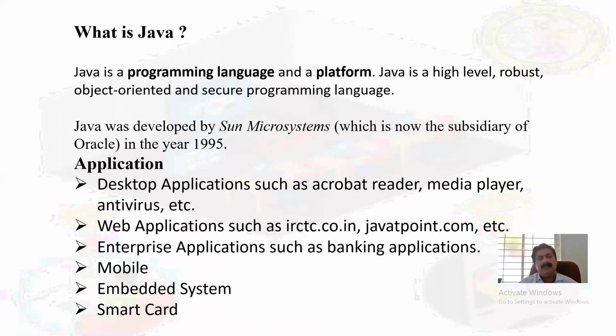You all studied the Java language in a previous semester. Java is a programming language and platform. Java is a high level, robust, object oriented and secure programming language. Java was developed by Sun Microsystems in 1995. The applications of Java are desktop applications such as Acrobat Reader, media player, antivirus, etc.